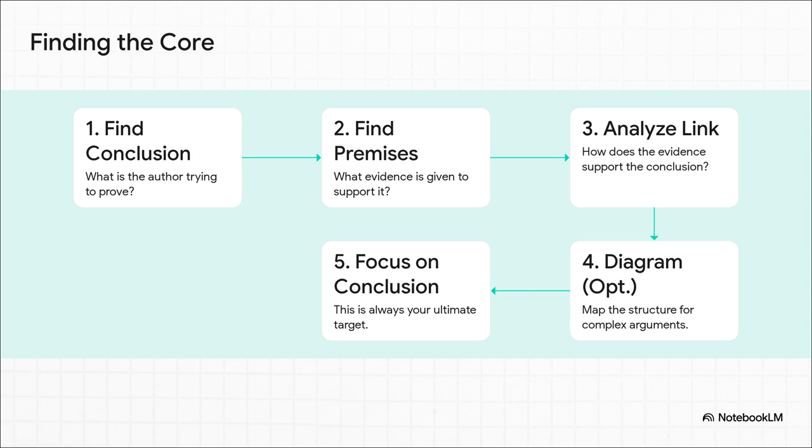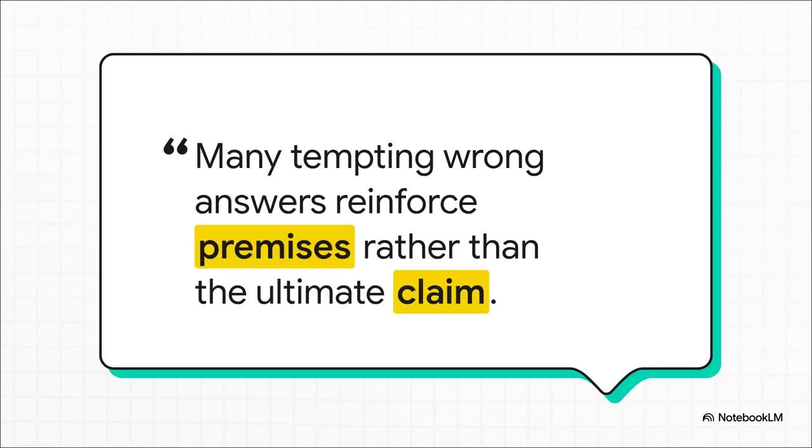And for the really tough ones, yeah, you can diagram it. But the golden rule is step 5. Always, always, always keep your eyes locked on the conclusion. And here's why that's so important. This quote exposes a critical LSAT trap. The test makers are smart. They know you just read the premises, so they'll offer you these really tempting wrong answers that just repeat or reinforce that evidence. But your job isn't to agree with the evidence, it's to evaluate if it proves the ultimate claim. Spotting this little trick saves you from the most common wrong answers out there.